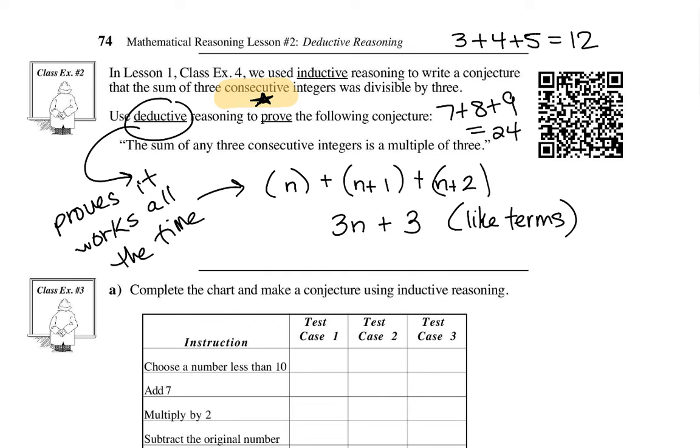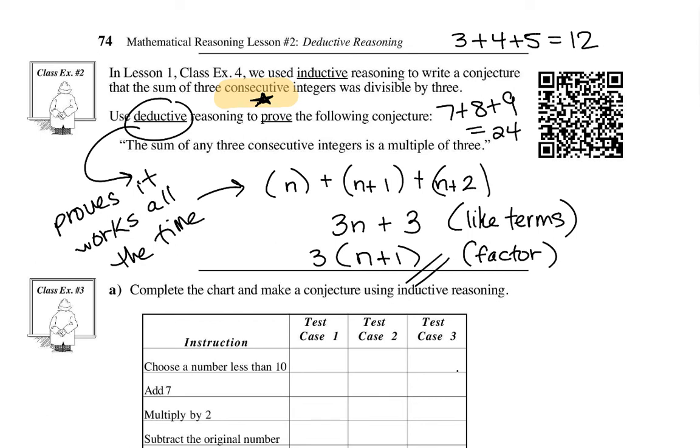But we still haven't proved anything. What we can do now is factor out a 3. You guys might remember this from Math 10. They have a common factor. What can they both be divided by? 3. And this is the proof. This is the final step in the proof.